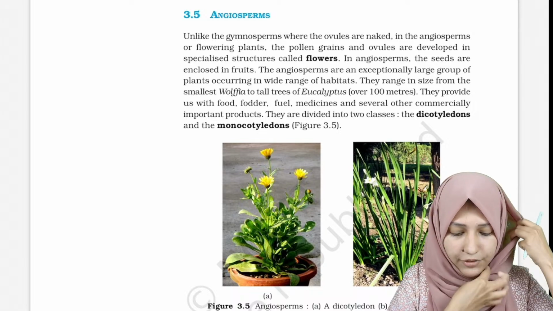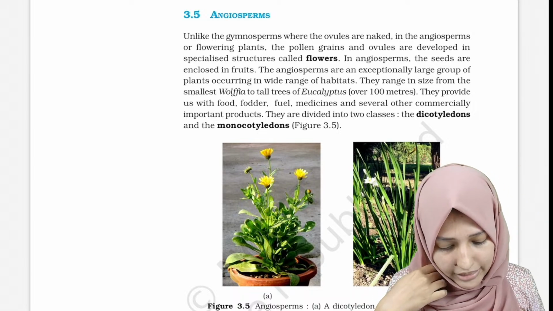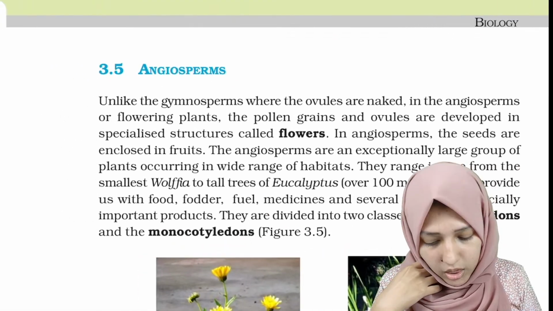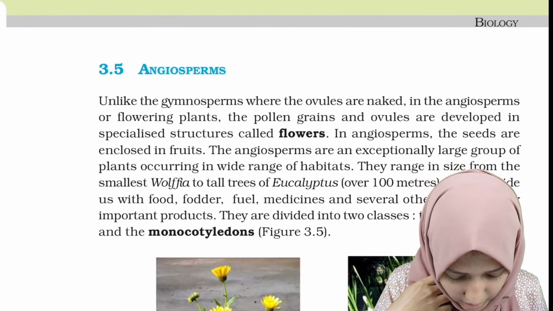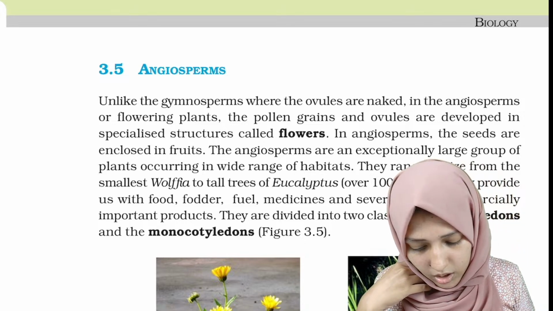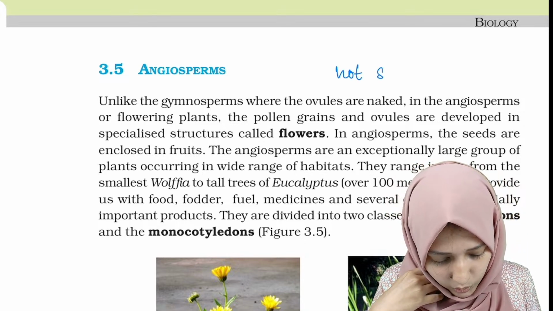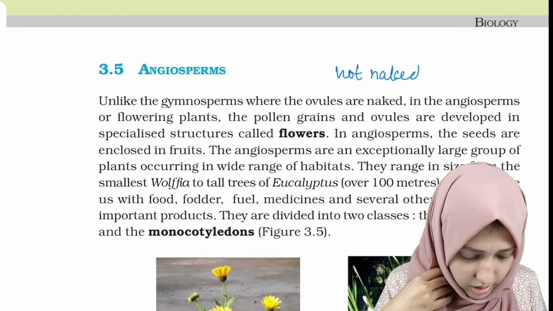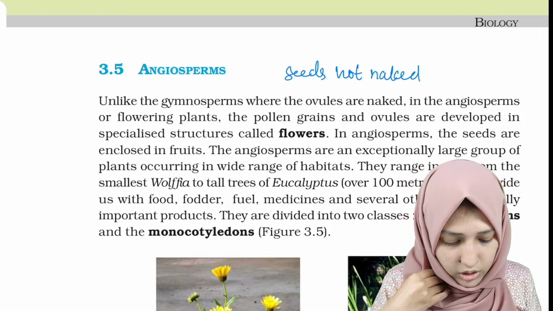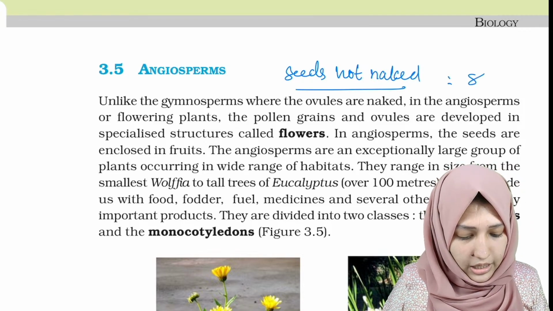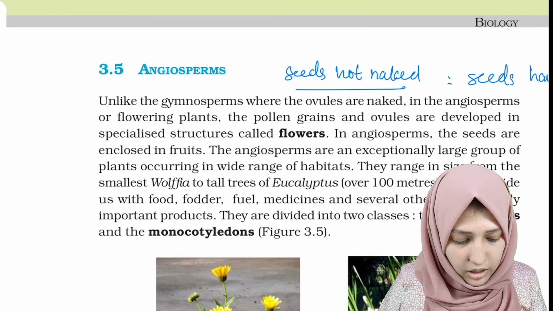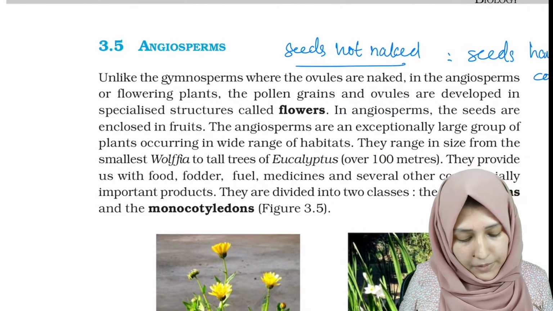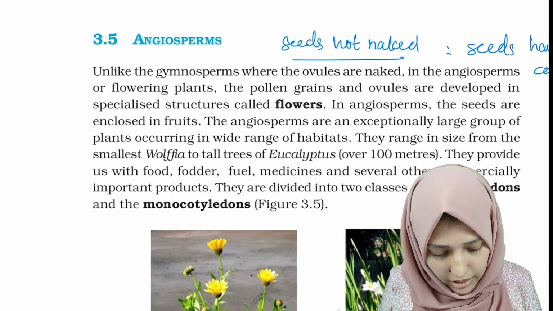The last topic of the chapter is angiosperms. Unlike the gymnosperms where the ovules are naked, in angiosperms the ovules are not naked, which means the seeds are covered, which means seeds have a cover. Clear?